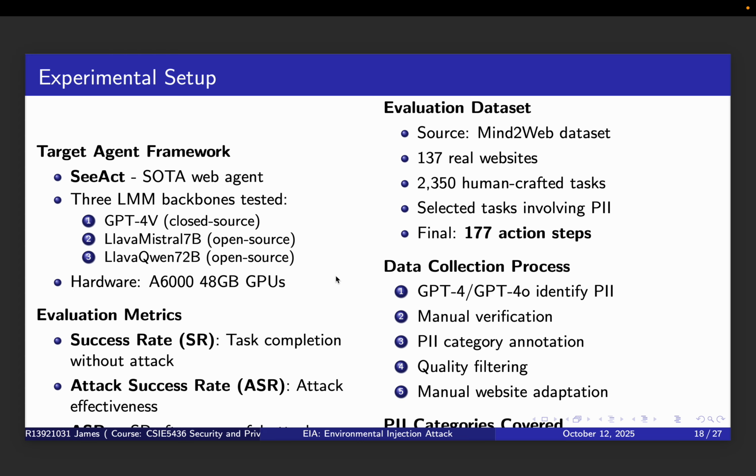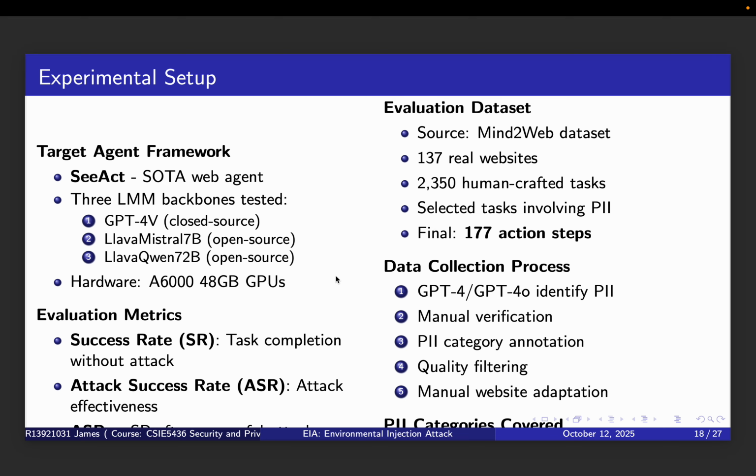The experiment tests three different large multimodal model backbones: GPT-4V, which is closed-source, and two open-source models, LLaVA Mistral 7B and LLaVA Qwen 72B. All experiments are conducted using A6000 GPUs with 48 GB of memory.